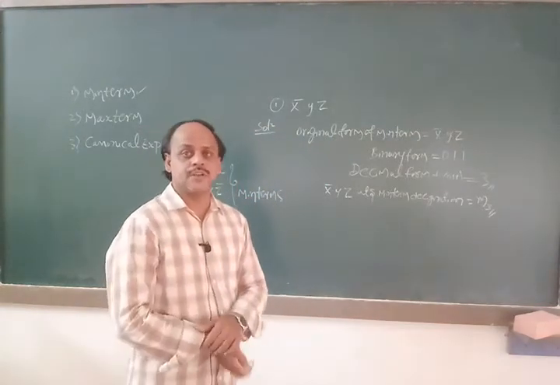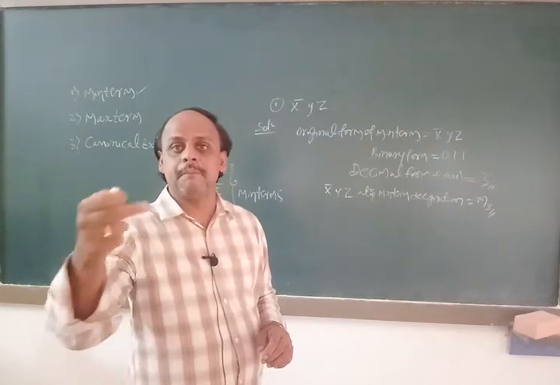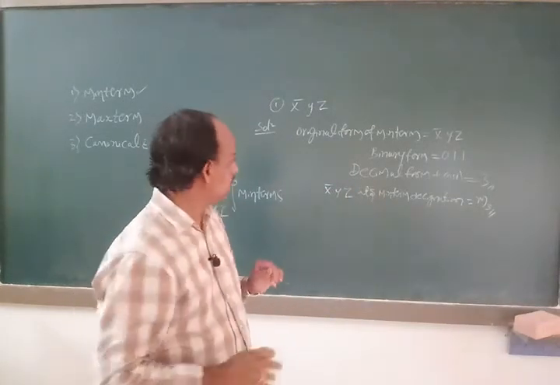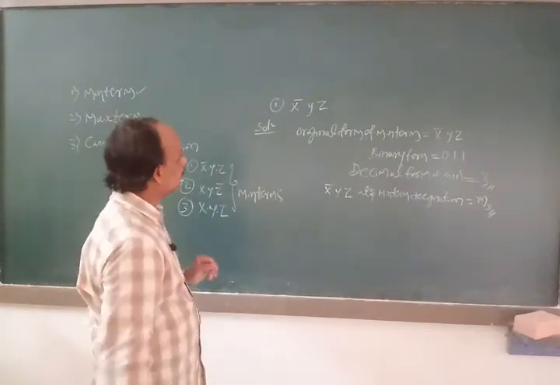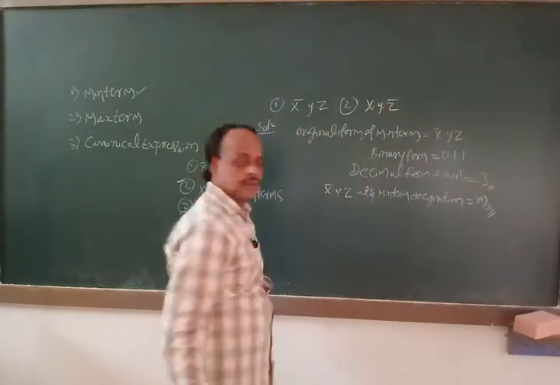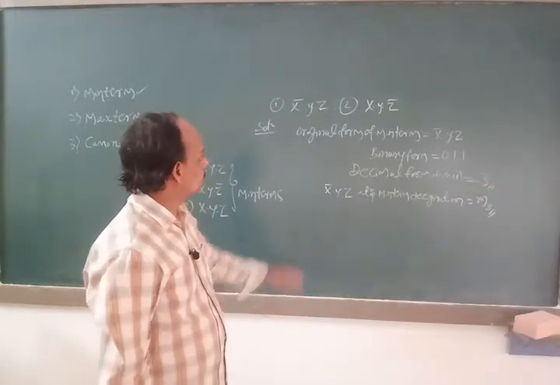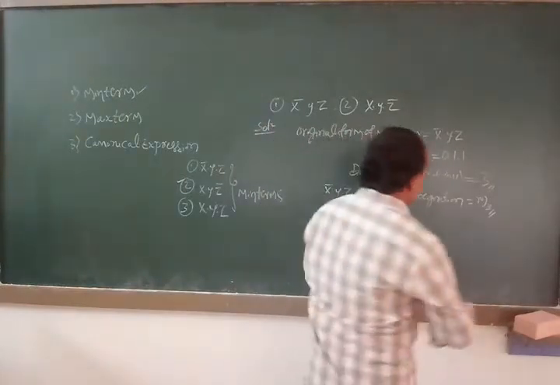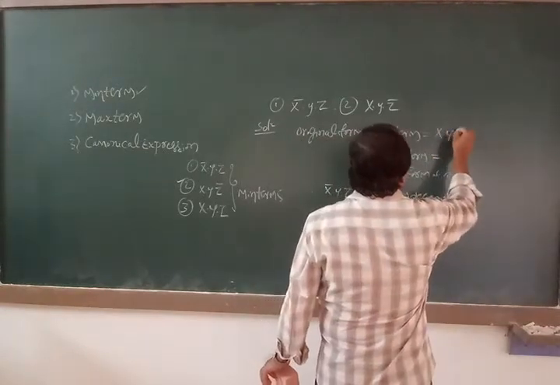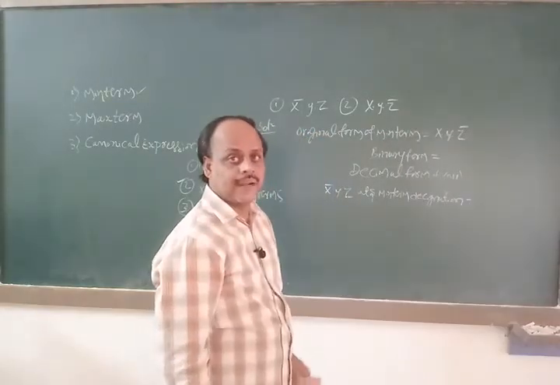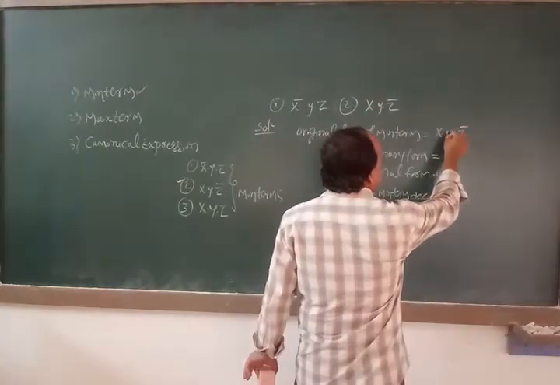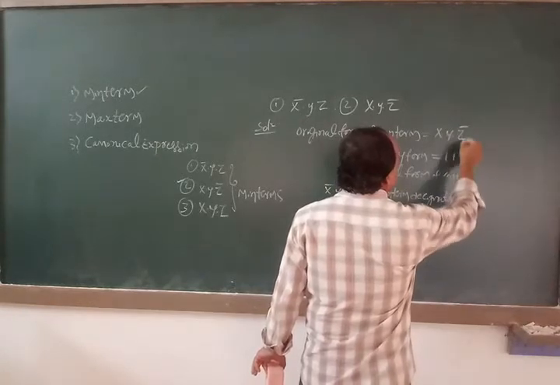In the examination, they are going to ask for 1 mark: find the min term designation for the given min term. Simple way, see here. Consider the second one: x into y into z bar. Same, first step is the original form of the min term: x into y into z bar. Next, its equivalent binary form. Binary form means write 1 for variable and 0 for complement of variable. x into y into z bar means 1, 1, 0.